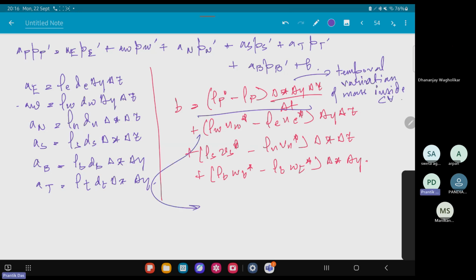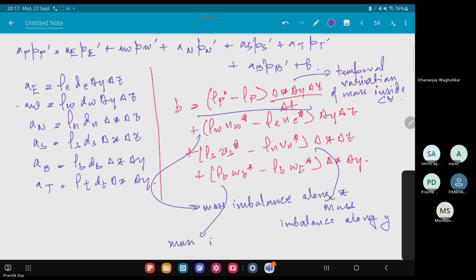And this one is basically your mass flux along X. This is mass imbalance, I will say, imbalance along X. Second one is basically mass imbalance along Y. And this one is basically mass imbalance along Z. Is it clear to all of you?